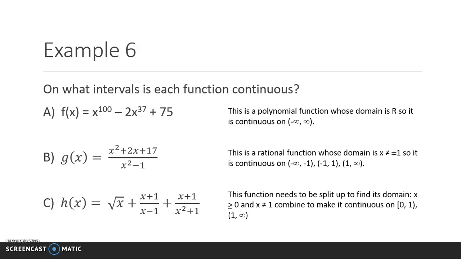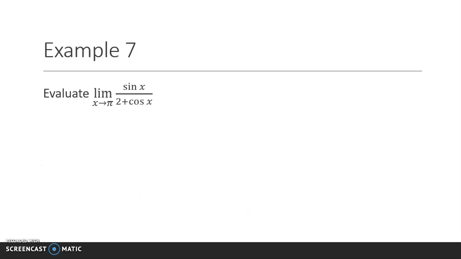Okay, let's take a look at another example. In example 7, they want us to evaluate this limit, but first we should make sure that it is continuous, and then we can evaluate the limit. So the first thing you're going to do is determine when sine x is continuous and when 2 plus cosine x is continuous. Be careful about that denominator equaling 0, and then determine if you can find this limit and actually do it if you can. So pause the video, see if you can do that, and then press play to check your answer.